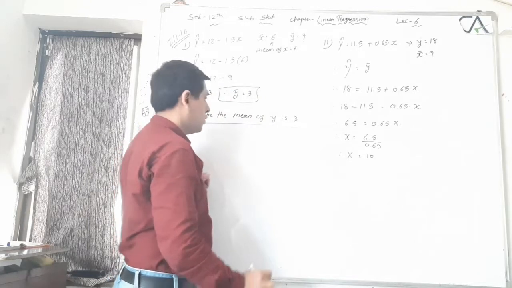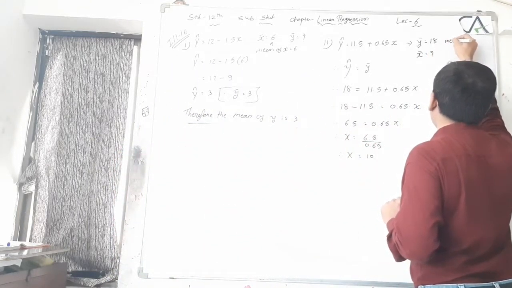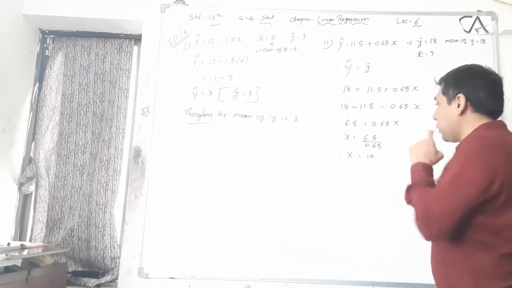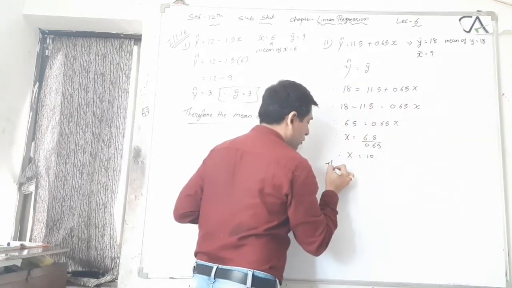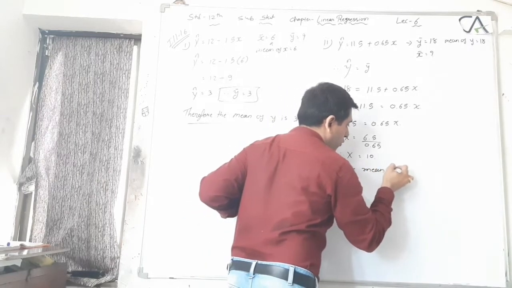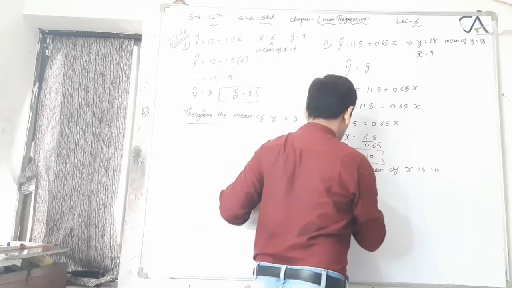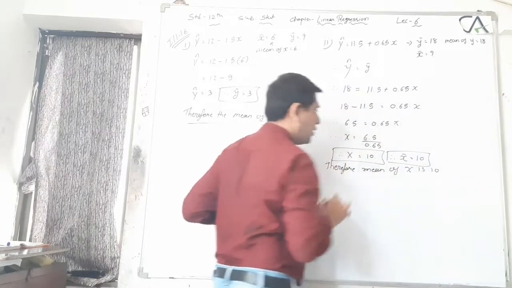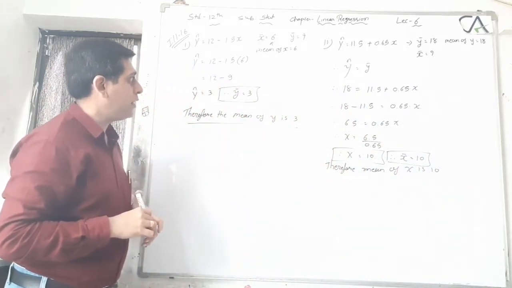Here also y bar is not given; it is given that mean of y is equal to 18. So you have to write on the basis of the question: therefore mean of x is 10. This is your answer. So write down first the question and then the answer.